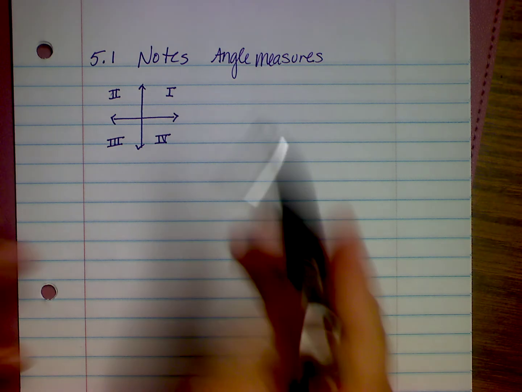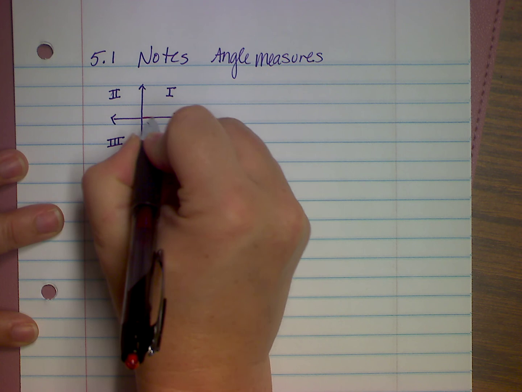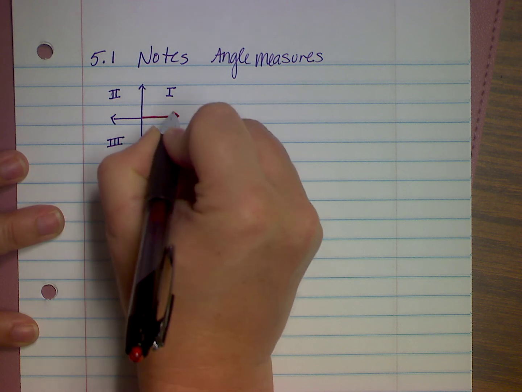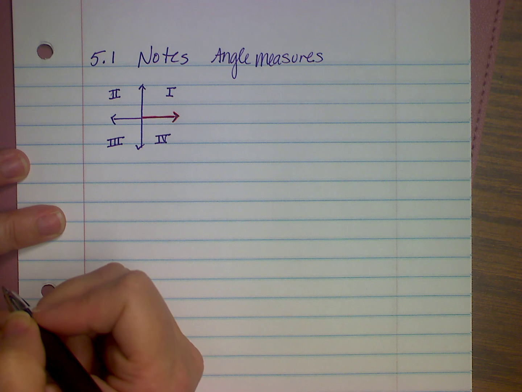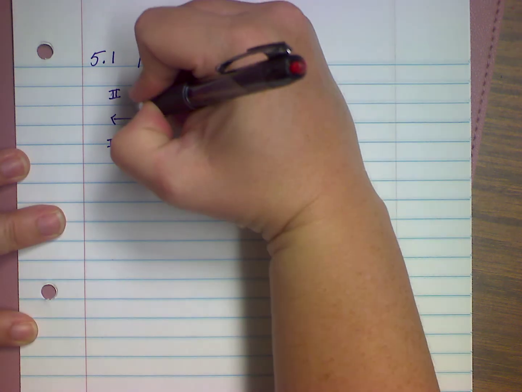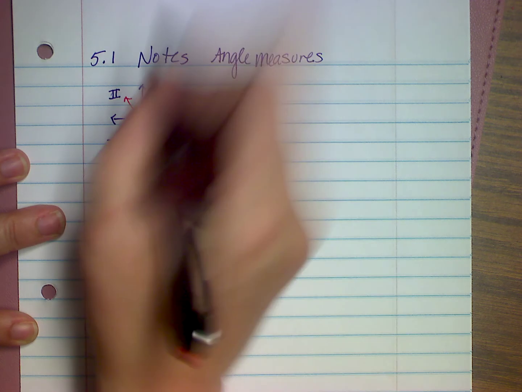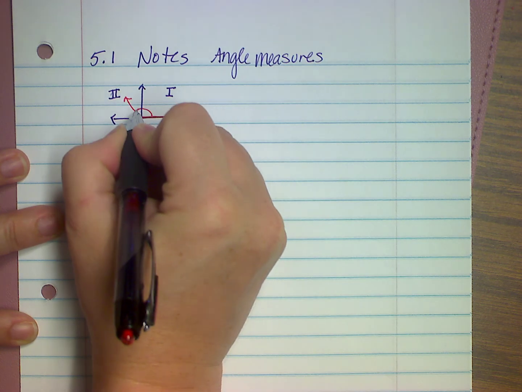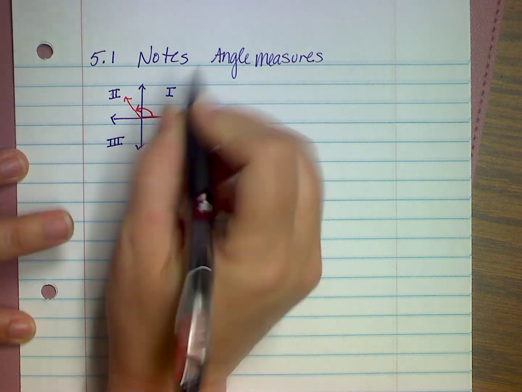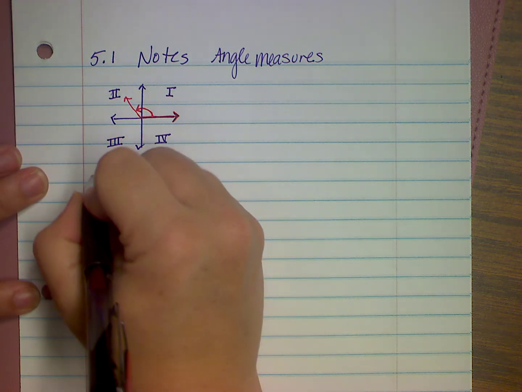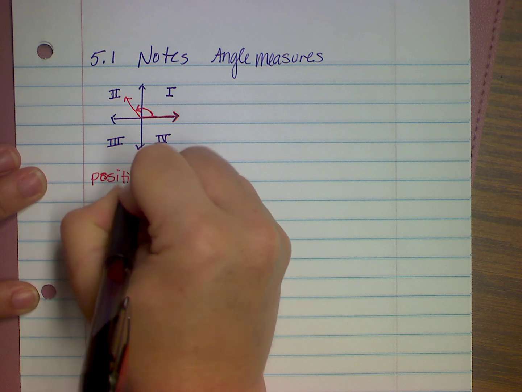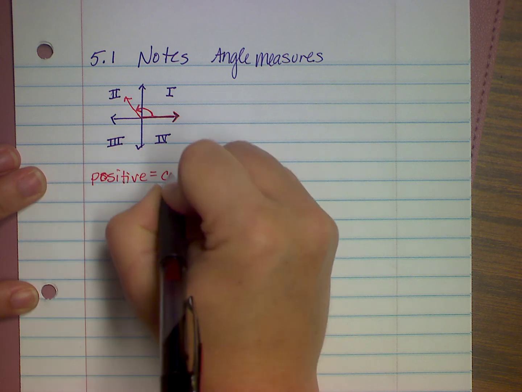Let me try and use a different color here. And we always have an initial side that is right there. Yeah? And then we have another side, usually known as a terminal side, somewhere else. And if we have a positive angle, we start off going in a counterclockwise direction. So a positive angle goes counterclockwise.